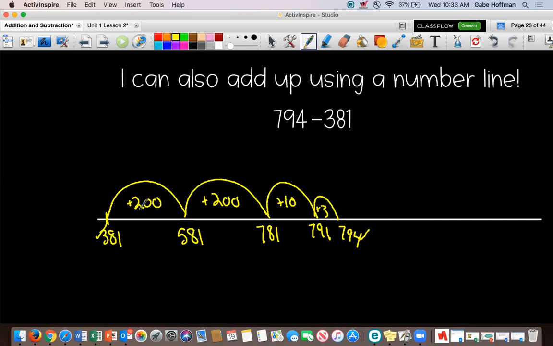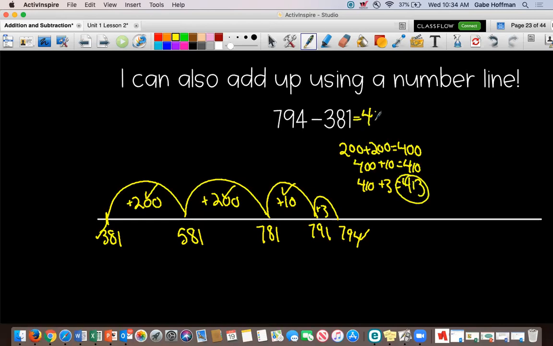200 plus 200, so I'll do it over to the side. 200 plus 200 equals 400, right? So I've taken care of that. And then 400 plus 10 equals 410. So I did my 10, and now my 3 1s. 410 plus 3 equals 413, and that's my difference, 413.